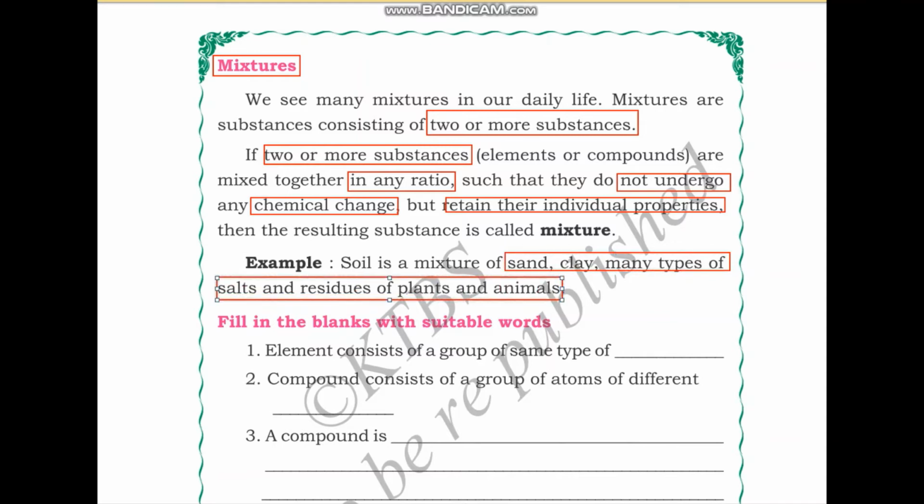If you go out and get some soil and closely examine it, you can see that it is made up of different types of particles. You will get sand, then you might get small stones, then clay, maybe leaves or any other residues of plants and animals. So soil is a mixture because you can separate them easily and they have retained their original properties. Sand is still sand and the stones are still stones. So soil is an example of a mixture.